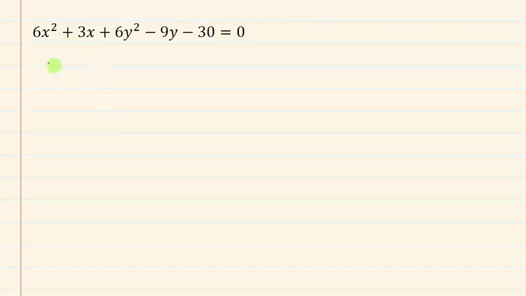So if we do that, we'll get x squared plus a half of x plus y squared minus 3 over 2y minus 5 equals 0. So that's each term has been divided by 6 and simplified. I'll now complete the square for the x terms and then the y terms.